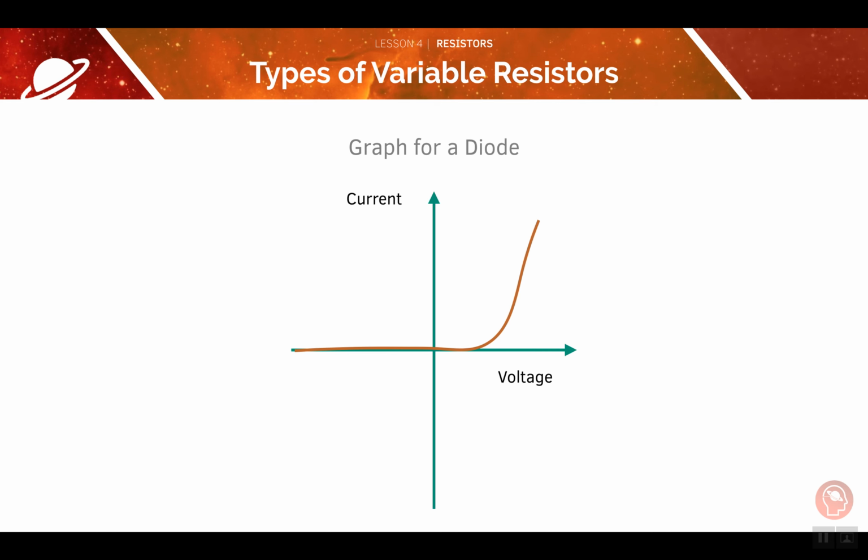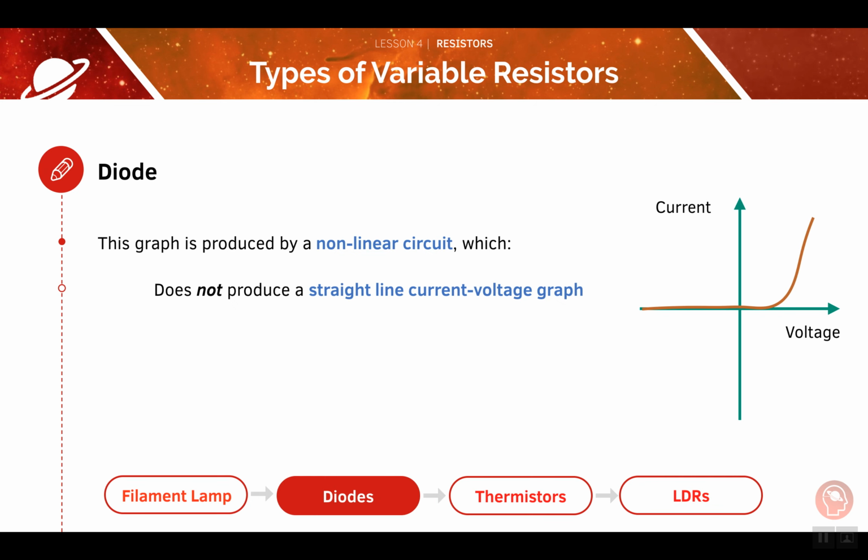Here, we can see the current-voltage graph for a diode. The graph shows that increasing the voltage one way will lead to a rise in the current after a certain voltage, as shown by this point. However, increasing the voltage the other way does not lead to a rise in current. The diode has only worked one way. Now, let's look at the graph for a diode, which is also produced by a nonlinear circuit. It is not a straight line. Instead, it produces a curved line.